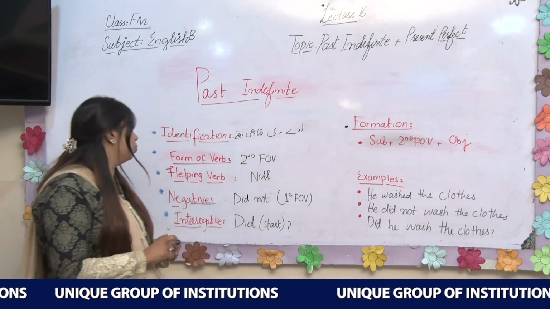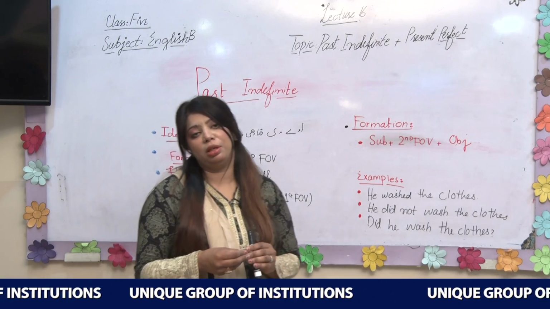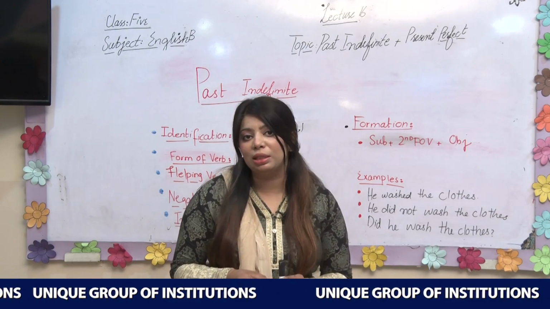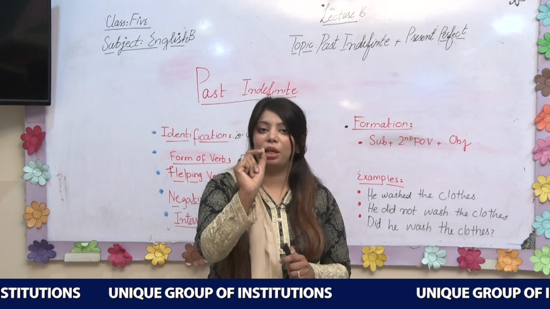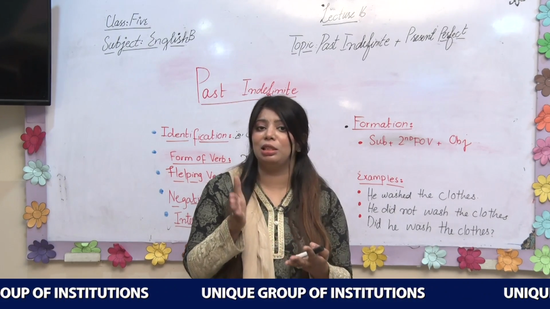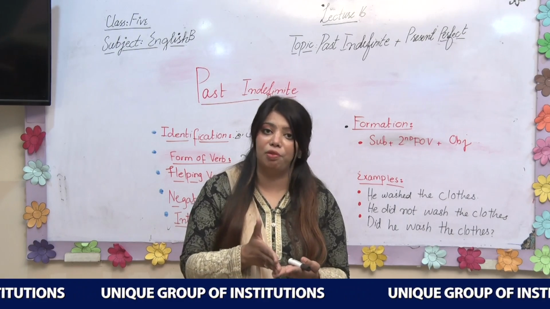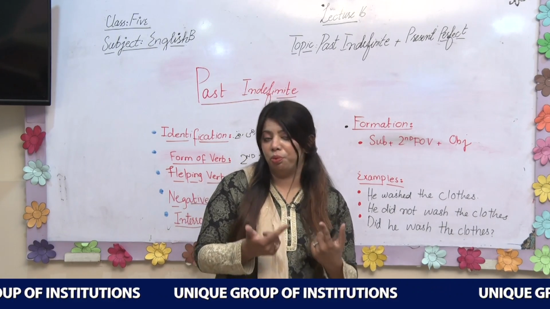Now let's move to the second one: form of verb. We use the second form of verb in past indefinite. When you notice it, students, there is only one tense in English grammar that uses the second form of verb. In any other tense, there is not a single sentence where we use the second form of the verb. Only in past indefinite tense we use the second form of verb.